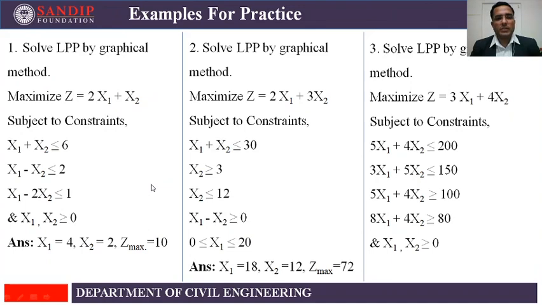Now these are some examples for practice. In the first example, maximize z is given with 3 constraints. In the second example, again maximize z with 3 constraints, but here a combination of less than and greater than inequalities is given. The third example has a total of 4 constraints. This is for your practice.